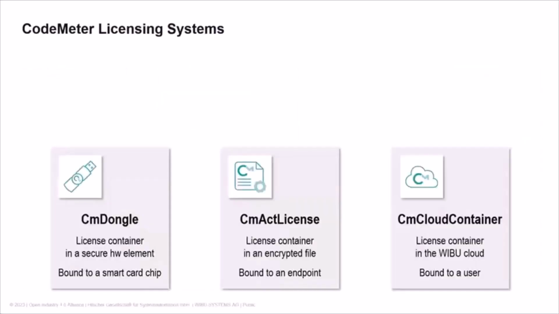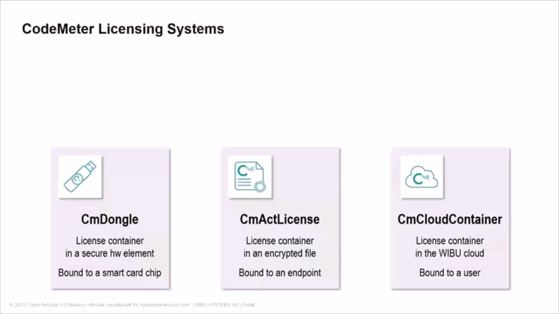In general, it's possible to offer hardware-based security. WIBU does this with the CodeMeter dongle, which means it's an external device, a USB device, SD card, micro SD card, which has a secure hardware element so that you can store license information and especially the keys for encryption, decryption in this hardware device. The second option is to store licenses bound to a computer, bound to an edge device, bound to an embedded device. We call this a CmActLicense, and then the license is encrypted, or the keys are encrypted, so that it can only be decrypted and used on one dedicated device.